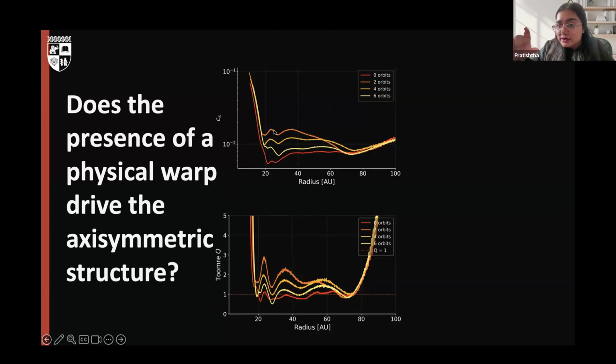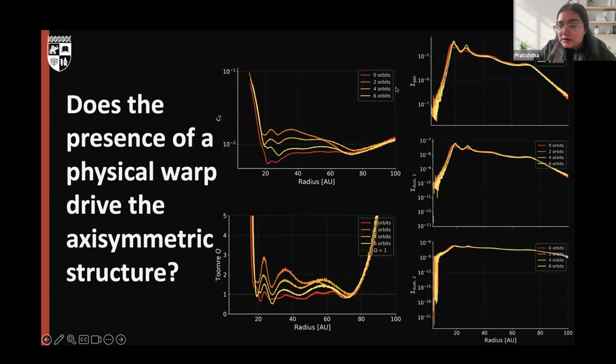Just to note, when I say 0 orbits, the disk was already allowed to evolve so that it could develop these spiral features. The spiral structure that we saw at the beginning of the simulation is the point where I mark t equals 0 orbits, but the disk was allowed to evolve before that as well. So as the disk evolves with a warp, we see heating happening in the disk, and correspondingly, the Toomre parameter increases as well.